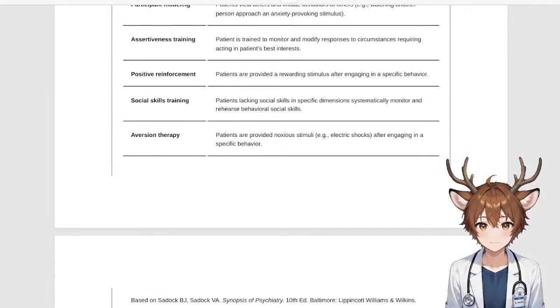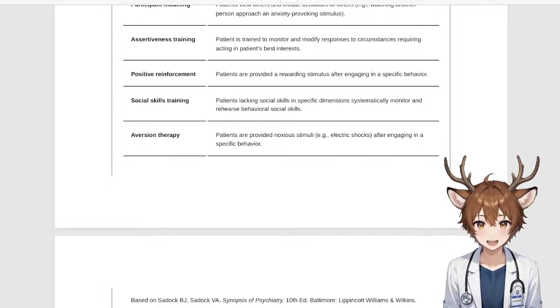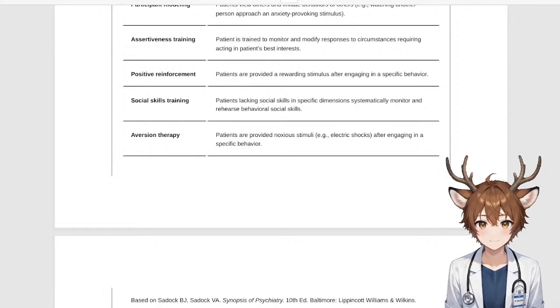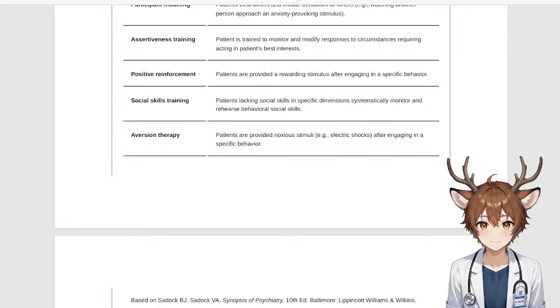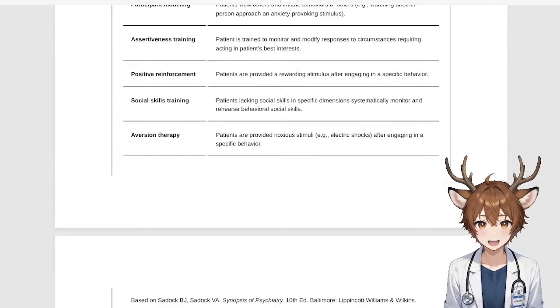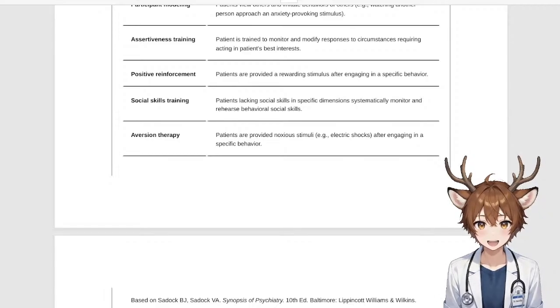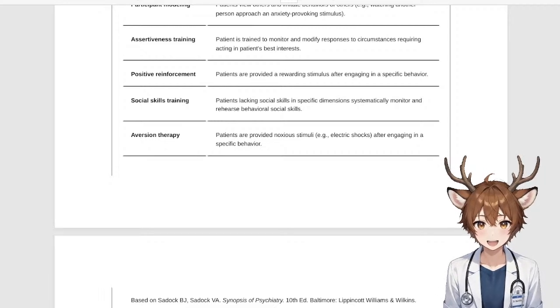Assertive training. The patient is trained to monitor and modify responses to circumstances requiring acting in the patient's best interests. Positive reinforcement. Patients are provided a rewarding stimulus after engaging in a specific behavior. So again, that's like the math test, you get a dinner afterwards situation. That's positive reinforcement. There are other kinds of things like positive punishment, negative reinforcement, whatever.